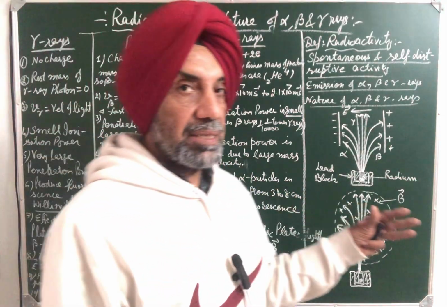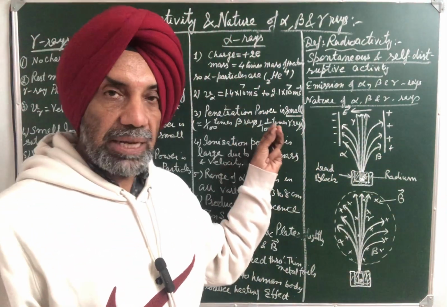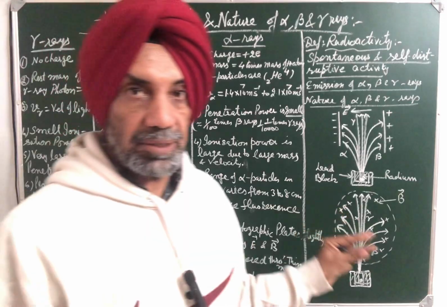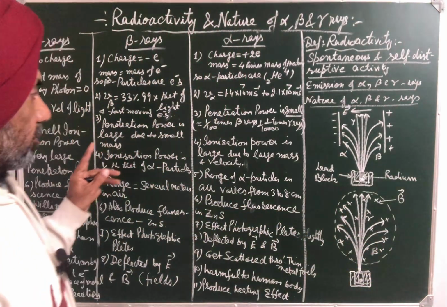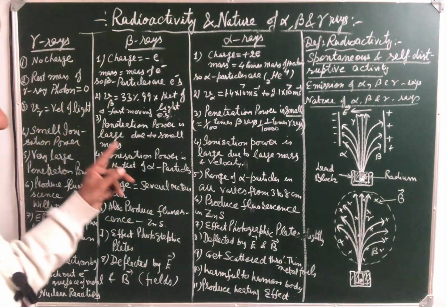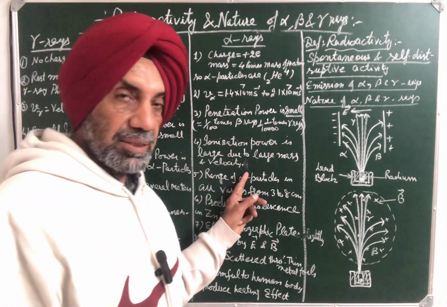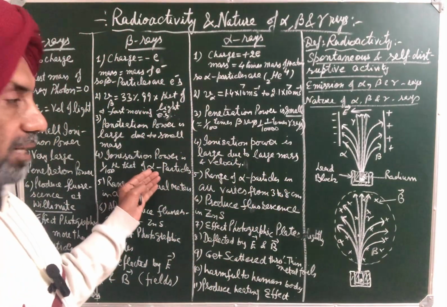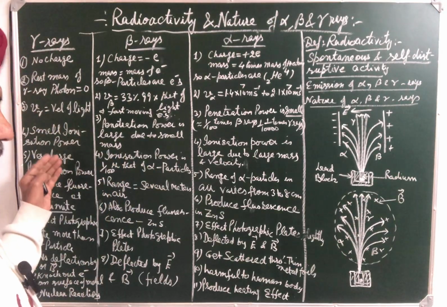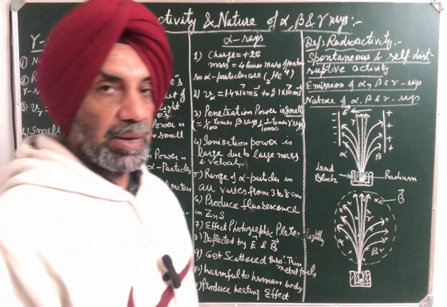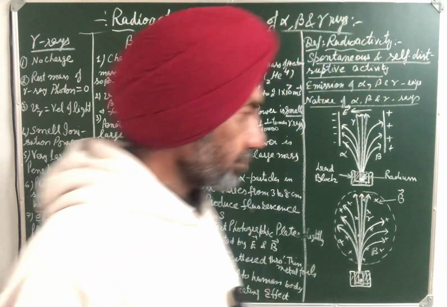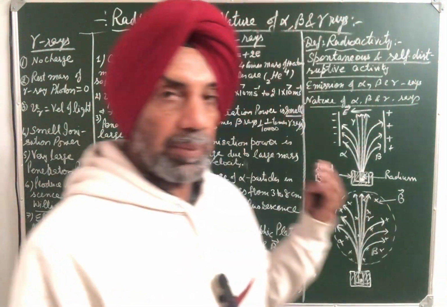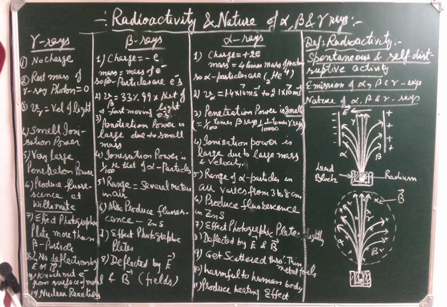What is the difference between alpha, beta, gamma rays? Alpha rays are positively charged particles, helium nuclei. Beta rays are electrons. Gamma rays are neutral radiations, with no charge. Penetration power of alpha particles is small, that of beta particles is more than alpha particles, and that of gamma is more than both alpha and beta particles. Penetration power of gamma is very high, and the ionization power of alpha particles is more than beta particles, which is more than gamma rays.